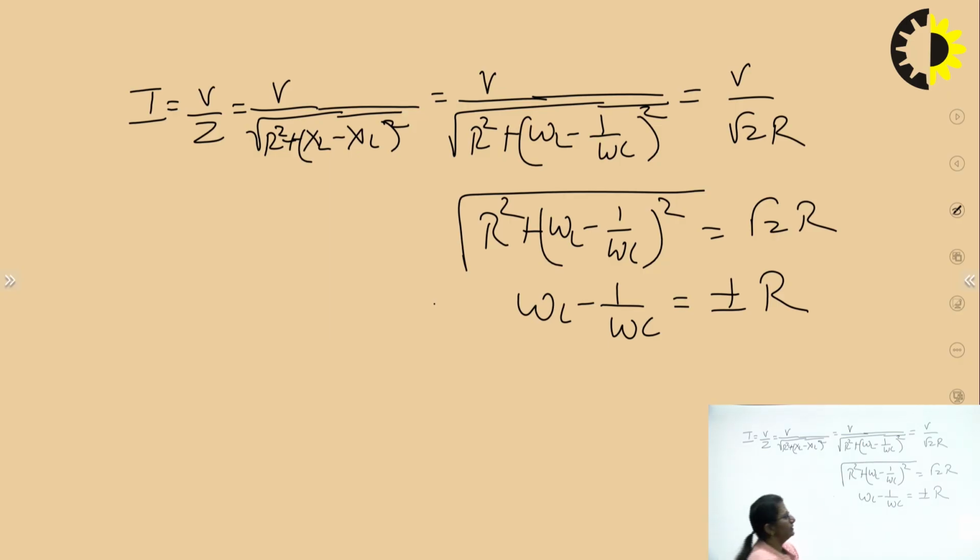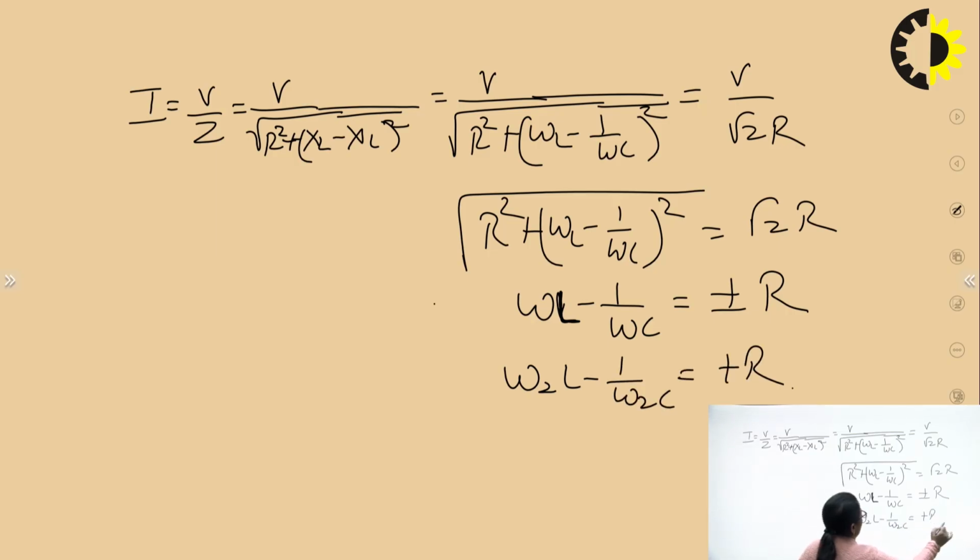Right? Once again, because we need to have the two cutoff frequencies and we need to solve this, what we can do is, we can assign plus minus R because it was under root. So I may be just considering that omega 2 L minus 1 upon omega 2 C is equals to some positive R, and omega 1 L minus 1 upon omega 1 C is equals to some minus R, right?